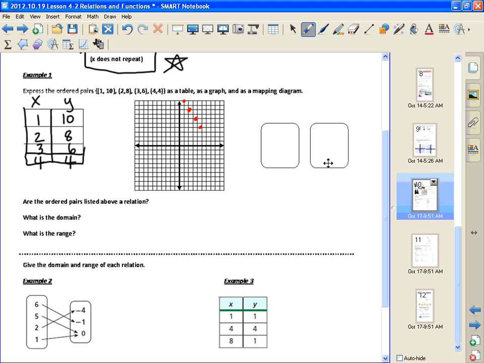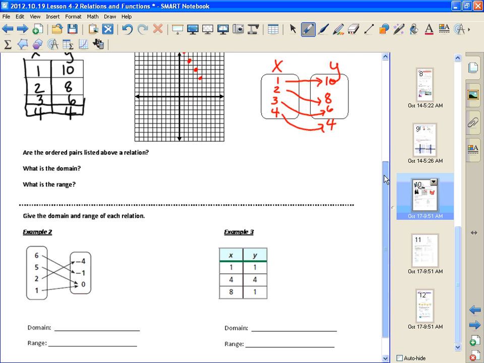A mapping diagram is kind of like these little bubbly things. So it's not very different from a table. You still put all your X values here and all of your Y values here. So all of our X values are 1, 2, 3, and 4. And then our Y values are 10, 8, 6, and 4. The only difference between a table and a mapping diagram is that you draw arrows to show which X values correspond to the Y values. So I draw an arrow from 1 to 10 because they go together, and 2 to 8, and then 3 to 6, and 4 to 4. So you just draw an arrow across to show that they correspond.